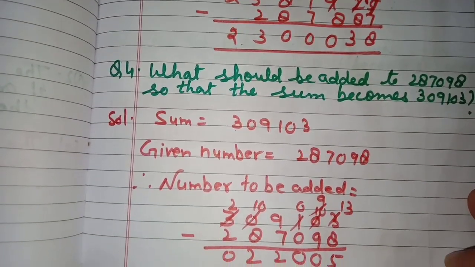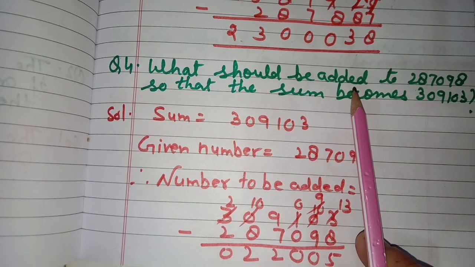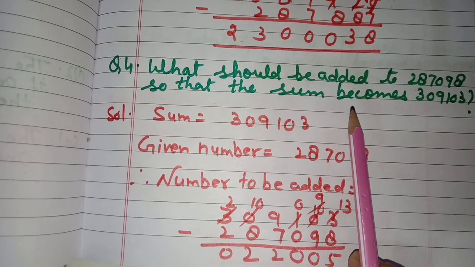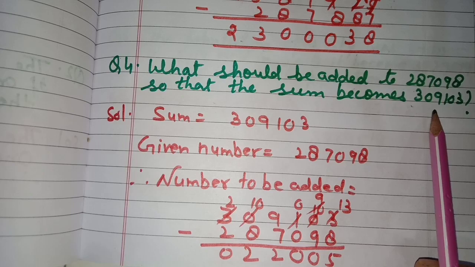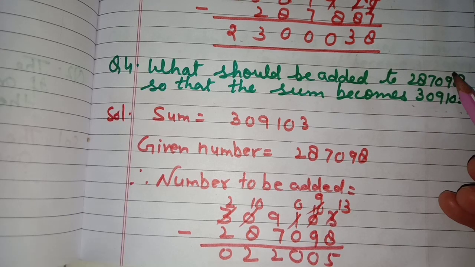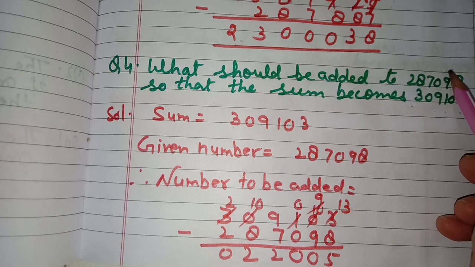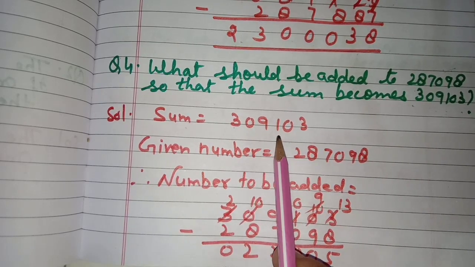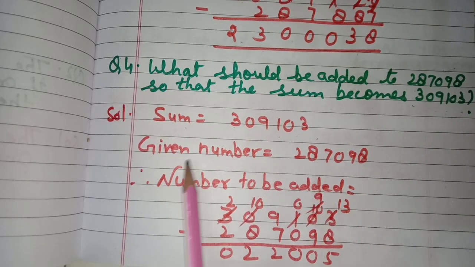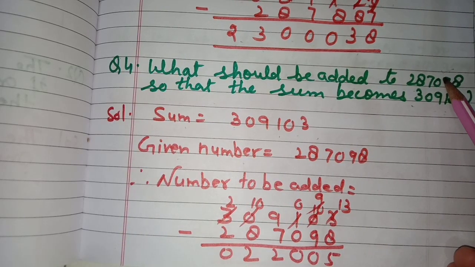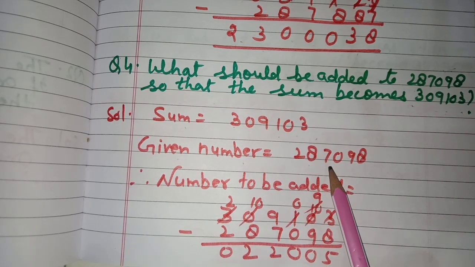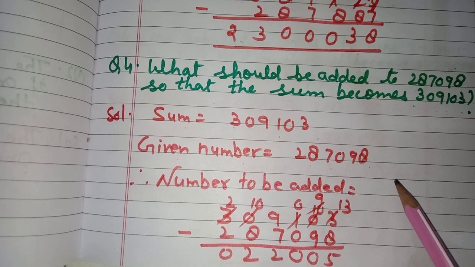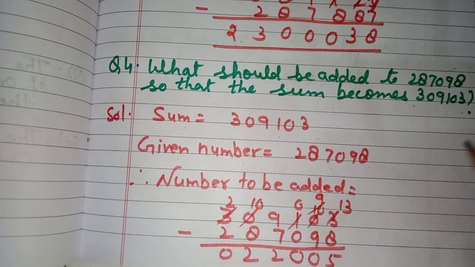Question number 4. What should be added to 2,87,098 so that the sum becomes 3,09,103? Now what number will we add to this number so that the sum of these two numbers will become this much? So the sum is given to us, that is 3,09,103, and the given number is 2,87,098. Now, therefore, the number to be added. Let's see which number we will add so that we can get the sum this much.